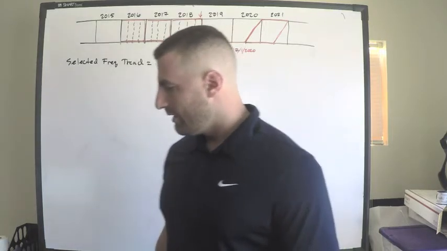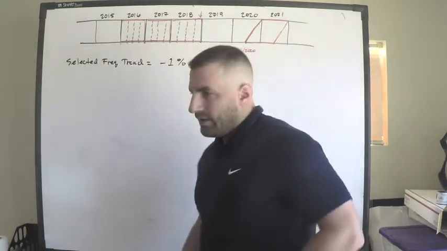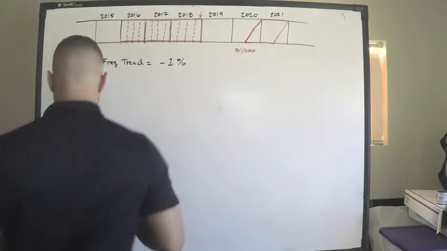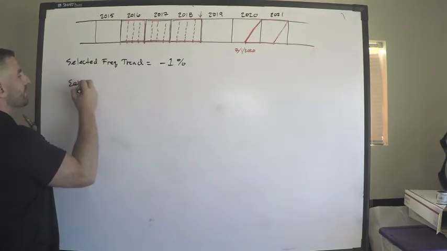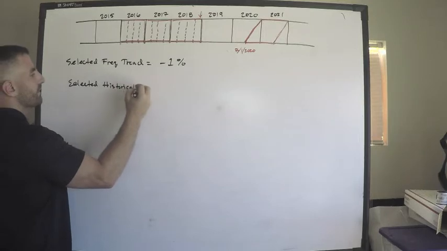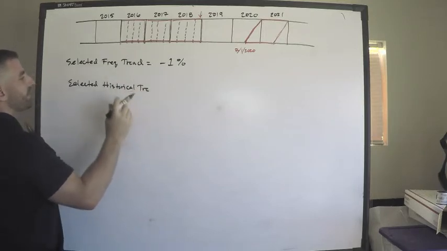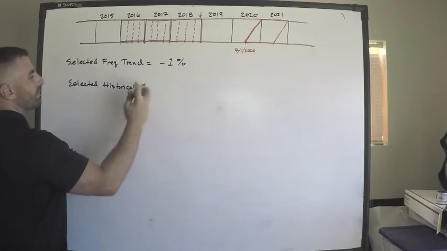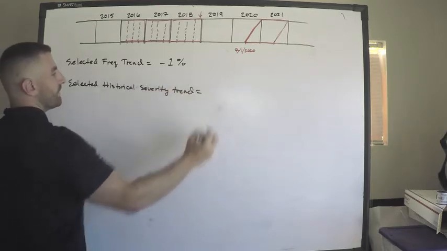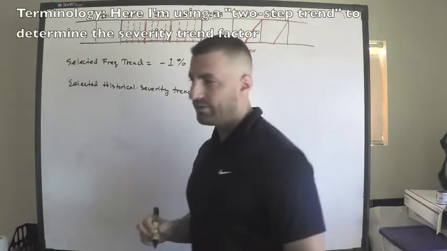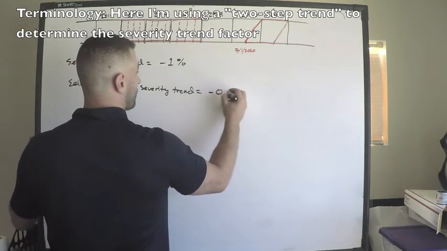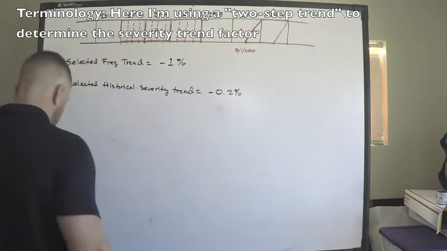So what I'm gonna do is I'm gonna select negative 0.2 as my historical. So selected historical trend. Well, I should say historical severity trend. Let's select that negative 0.2, negative 0.2%.